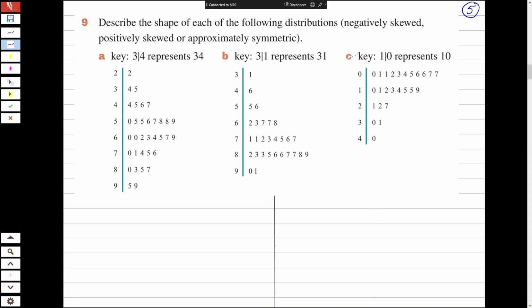Just as a reminder, let's look at these two numbers here. This row means 30 and 31. They've given you a key here. Please observe this part here. Again, we want to describe the shape of this distribution. Notice I don't have a histogram anymore, so you're going to have to look at the structure of the data and really try to create one yourself.